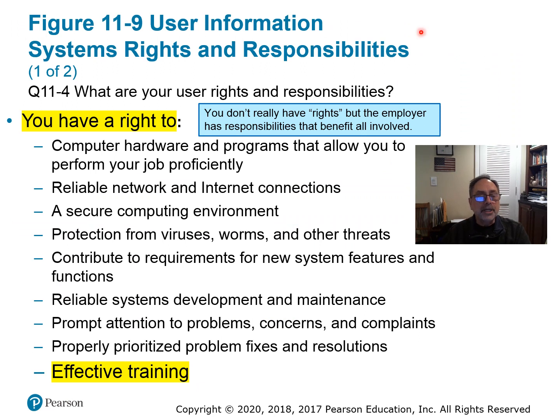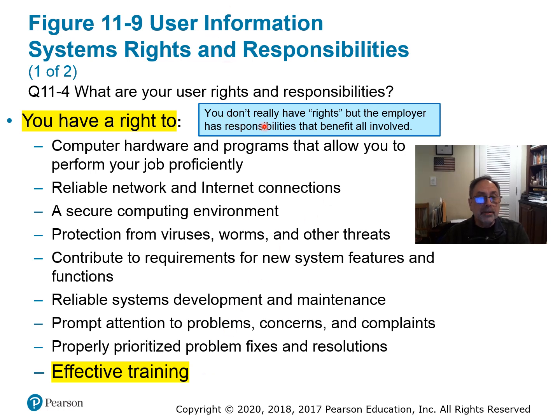All right, let's switch gears now. We've talked about outsourcing. Let's switch gears to employees. This slide speaks to you have a right to various things. And the most important thing is effective training. And I'll tell you why that's important for the company and for your career as well in IT, and even on the business side of the house where you're working with IT.